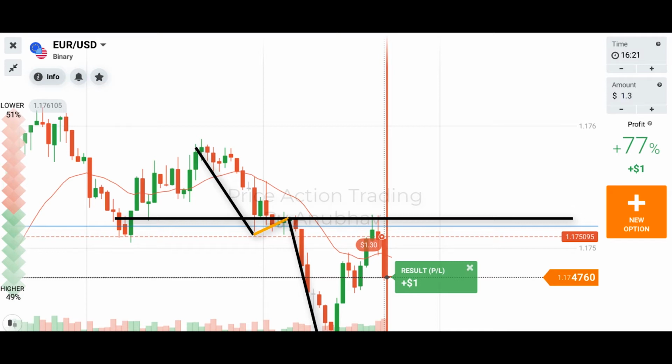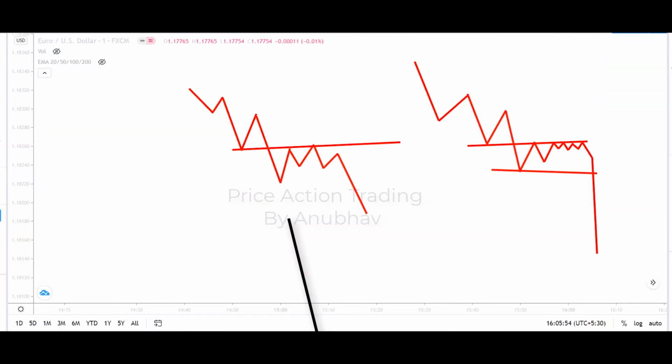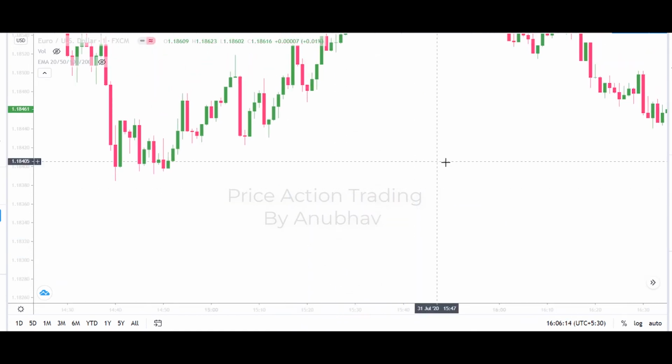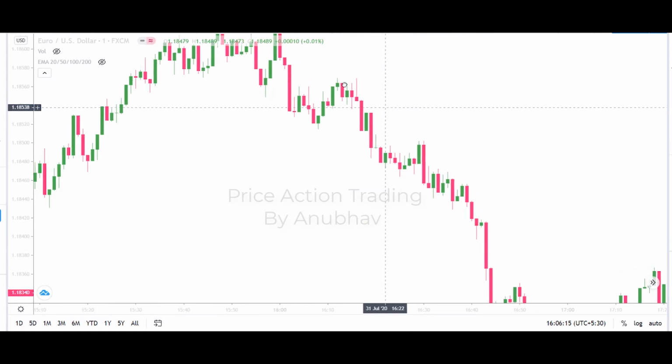Now let's go to the charts and think about what is the weak market structure that we should avoid and should not trade. And then I'll quickly give you a bonus tip about what areas to avoid for trading. Now let's quickly remove these drawings and then analyze the market.